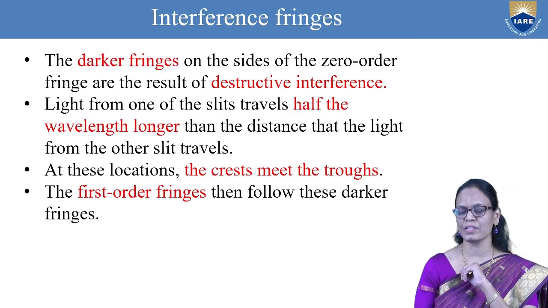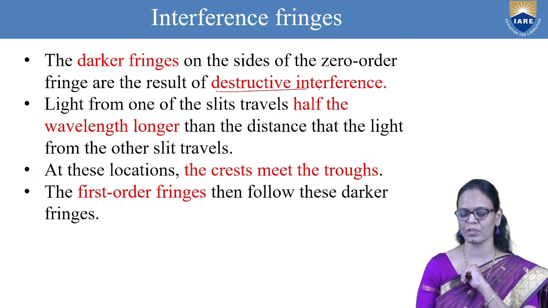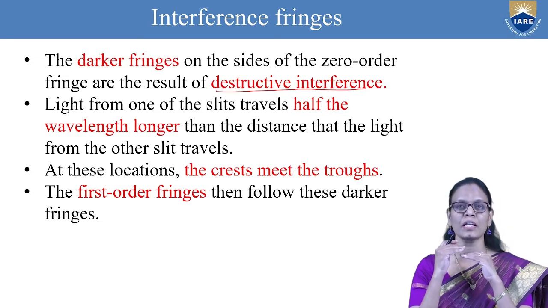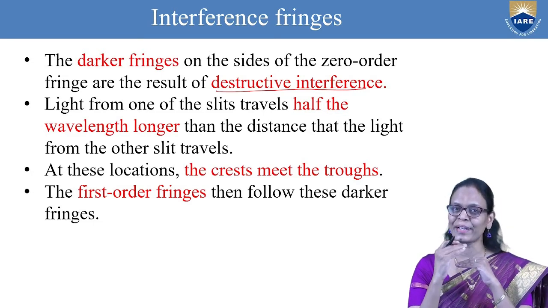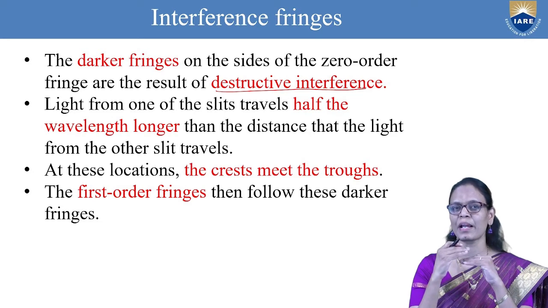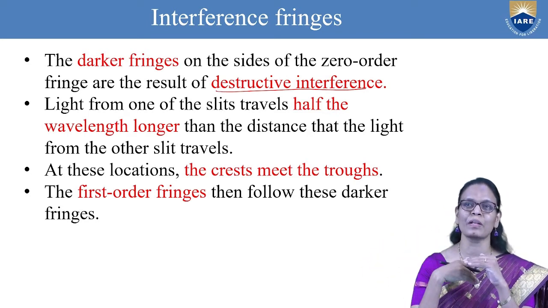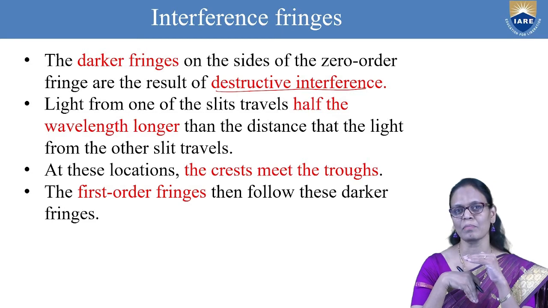Now the dark fringes on the sides of the zero order fringe are a result of destructive interference. So if the central fringe is a bright fringe, on either side of the central bright fringe we have a dark fringe. The dark fringe on the upper side we call m = +1, and below it we call it m = -1.